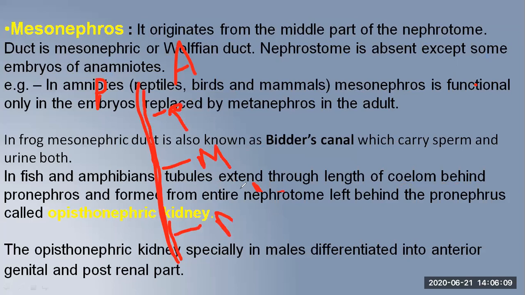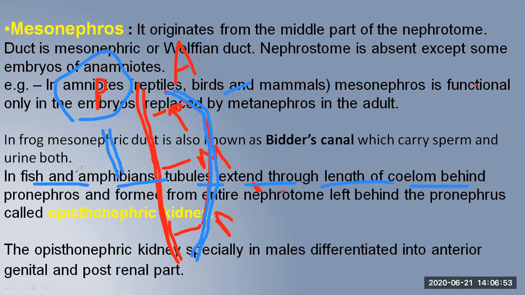It is saying that in fish and amphibians, tubules extend throughout the length of the coelom. Suppose this is the duct. I will change the color so you can understand easily. Here there is also a tubular structure which is known as the duct. This is the anterior side. So this is the coelom behind the pronephros. Behind the pronephros means the posterior side. So in the posterior side it forms an entire nephrotome.